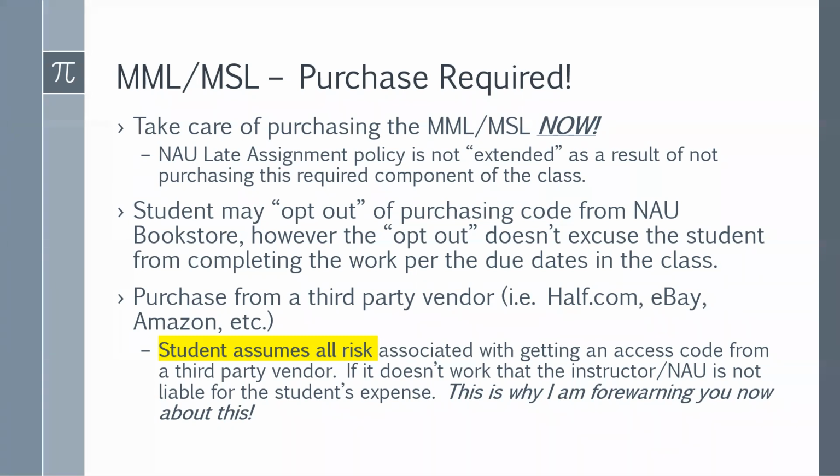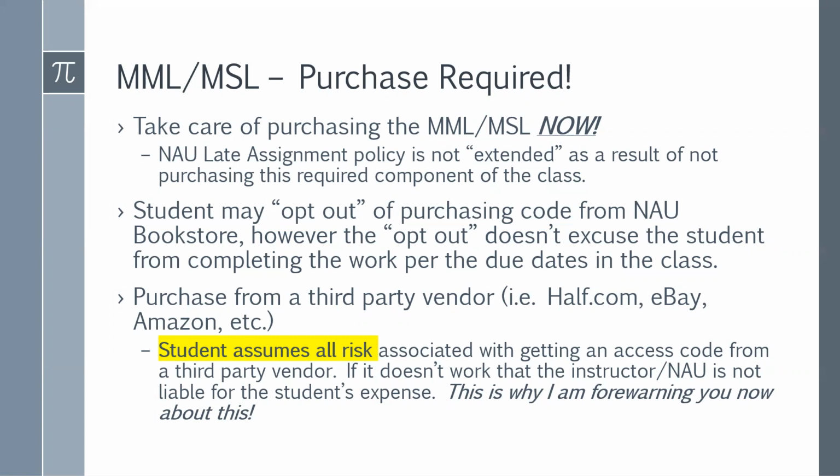Some have gotten it for cheaper and it's worked, some haven't. However, in most circumstances, when you purchase an access code from a third-party vendor and it doesn't work, it's not a refundable item. And it is not the instructor's or NAU's responsibility to get you a refund if you purchase it from a third party and it doesn't work. Coming back and saying to the instructor, hey, I got a code that didn't work, that is at your own risk.